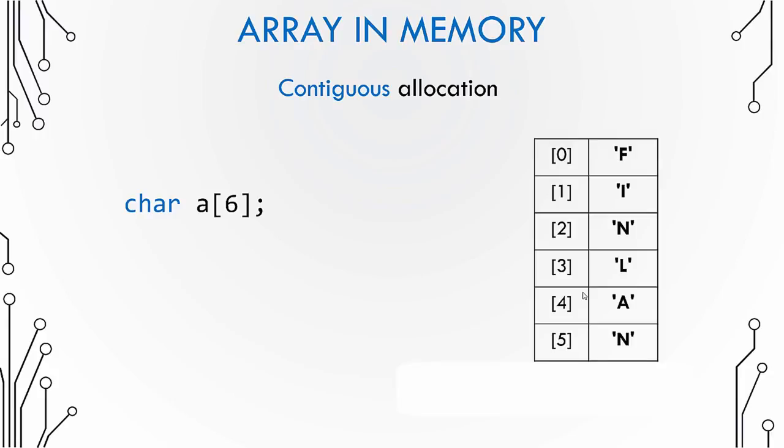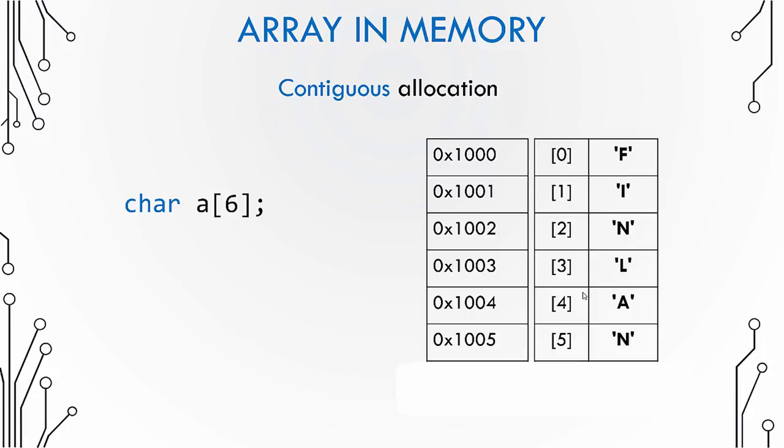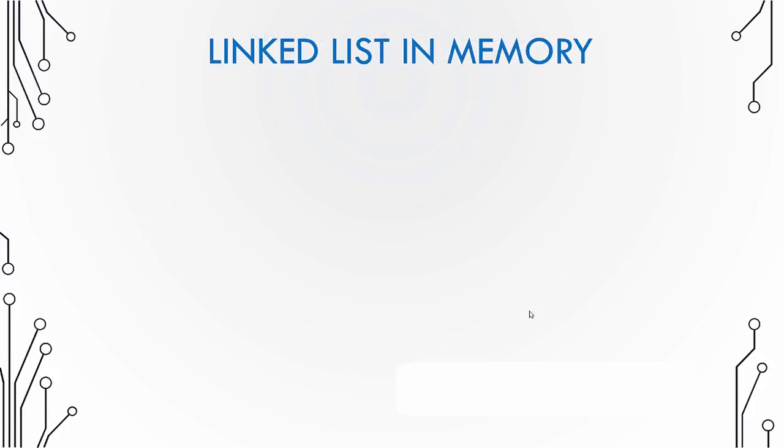So it will have 6 elements in the memory, and the elements would be placed side by side. That means there is a continuous allocation of elements. So in this case, the address of the first element is 1000, the next would be 1001, 1002, 1003, and so on. In contrast, the elements of a linked list are not allocated continuously, they are allocated randomly.